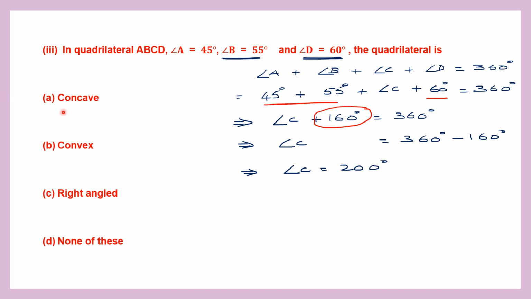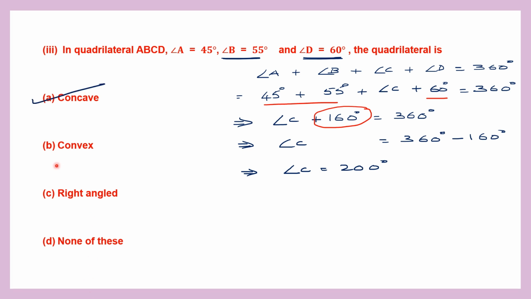Now, when do we say that a polygon is any shape that is closed and bounded by line segments? A quadrilateral is also a polygon. When do we say that a quadrilateral is concave? We say that it's concave when one of its angles is more than 180 degrees. So here we can see A is 45, less than 180, B is 55, less than 180, D is 60, less than 180, but we found angle C which is 200 degrees, which is more than 180. So this is a concave polygon or a concave quadrilateral. So our answer is option A.